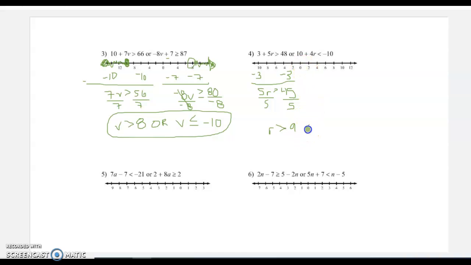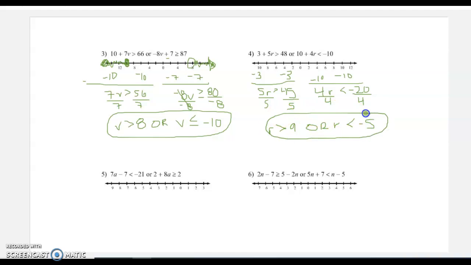Then we'd have our "or," so that's the first thing that could happen. Or, let's see, second one here, we're going to start by subtracting 10 on both sides. So then we're looking at 4r is less than negative 10 minus 10, which is negative 20. To get rid of a multiply by 4, we divide by 4. We're dividing by 4, so we don't flip the inequality. We get r is less than negative 20 divided by 4, which is negative 5.